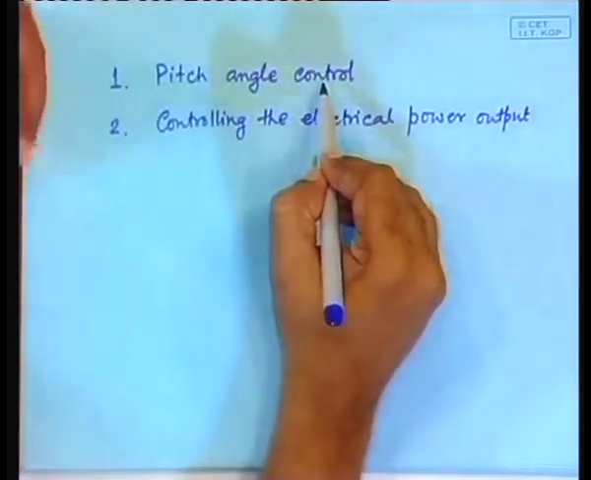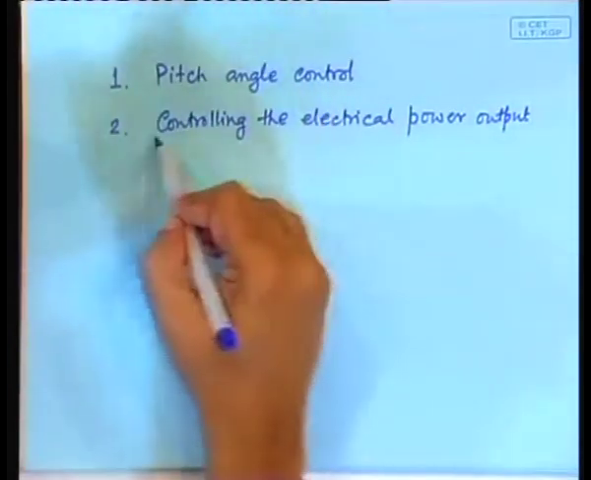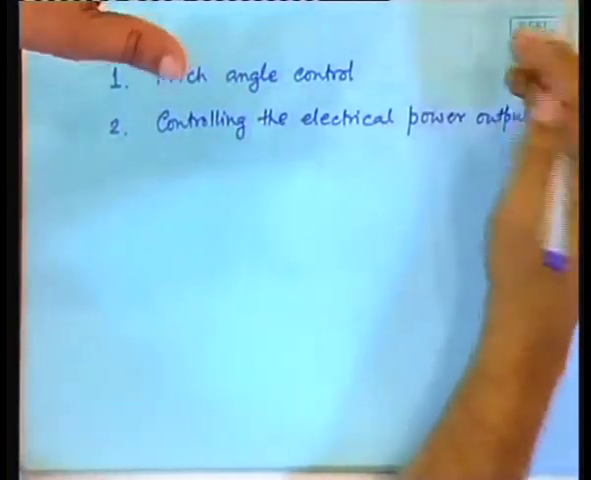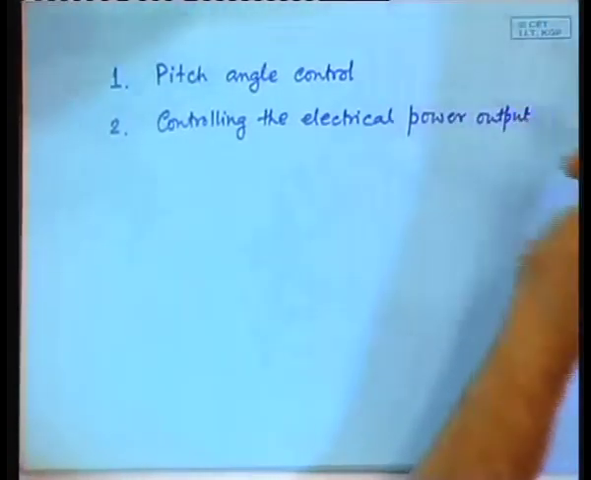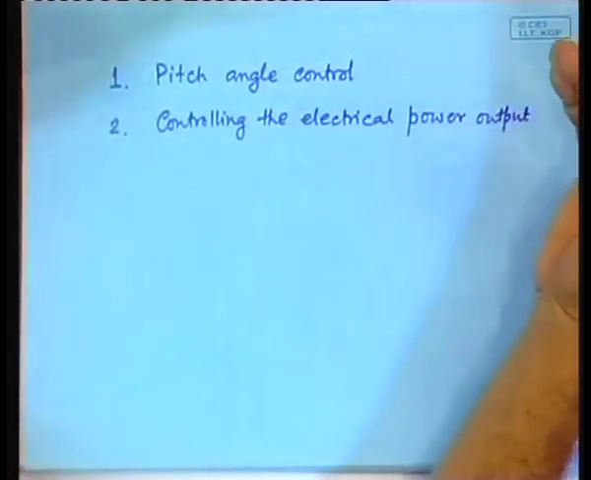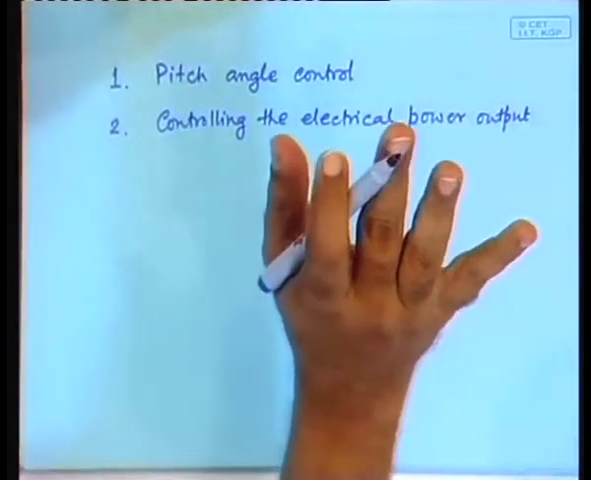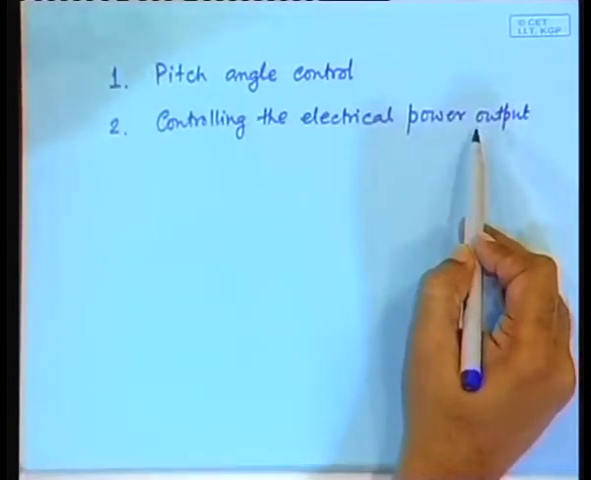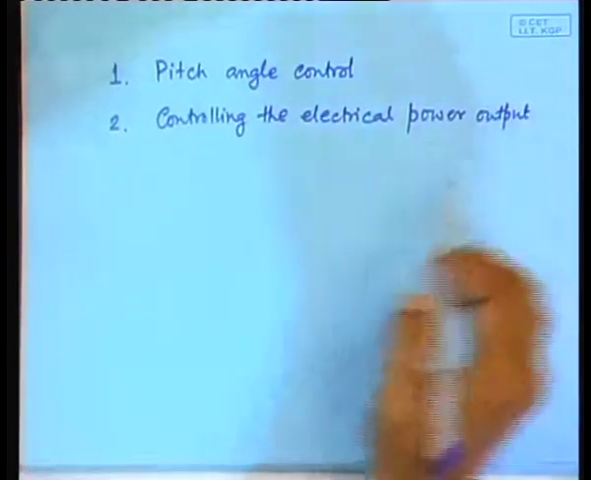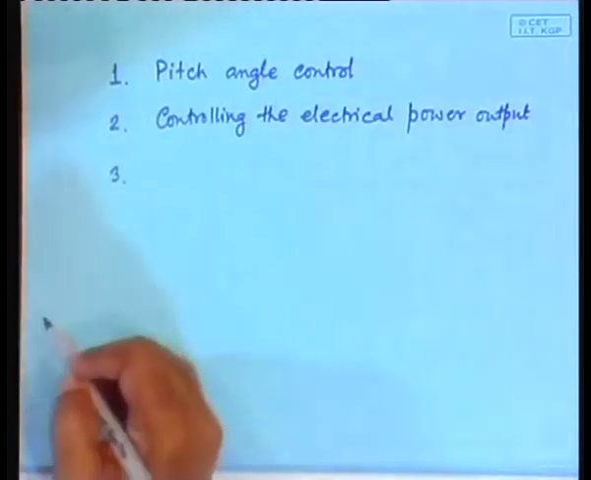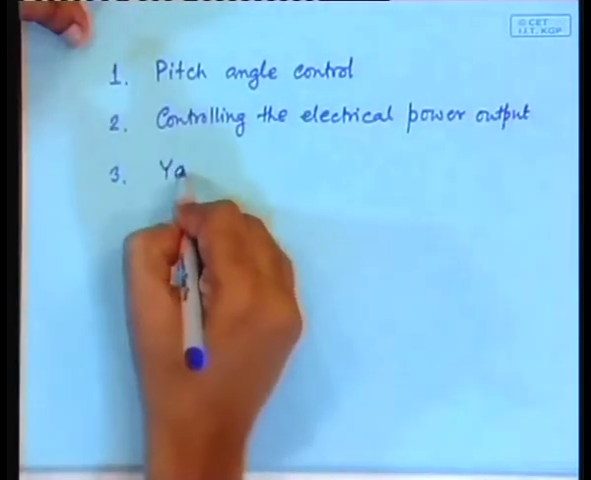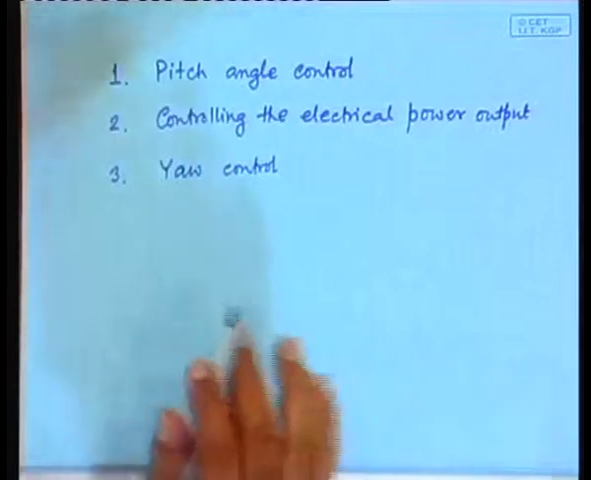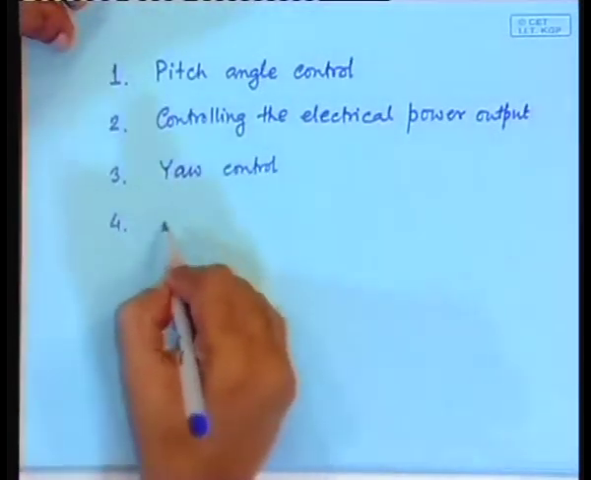Pitch angle control controls the mechanical power input. Electrical power output can be controlled, which I will discuss in somewhat details later. I will not be able to go into great details because you have not studied electrical machines and power electronics to that extent, but nevertheless you have to presently assume that it is possible to control the electrical power output by some electronic means, power electronic interfaces. 3, what is yaw control? I will come to that. And fourthly, braking.